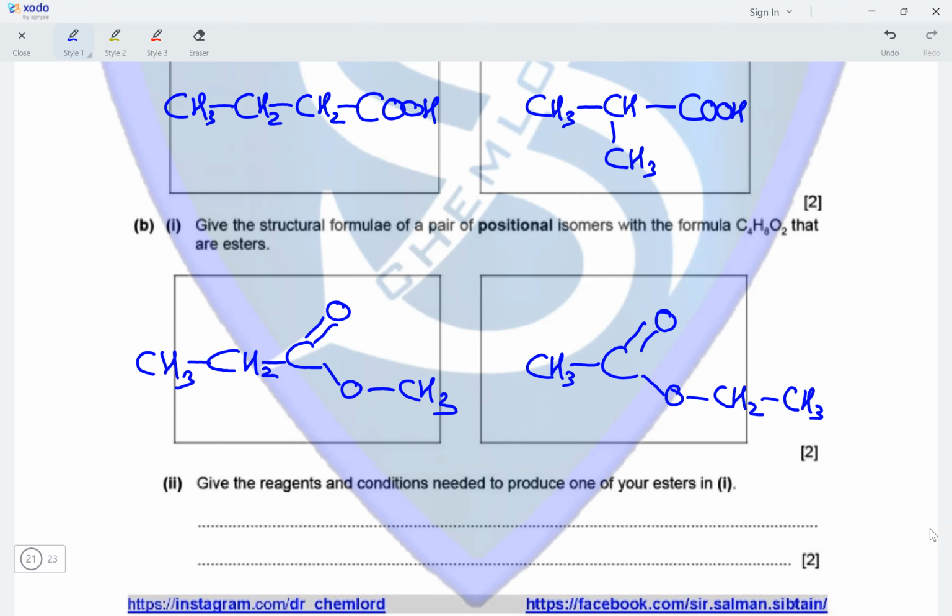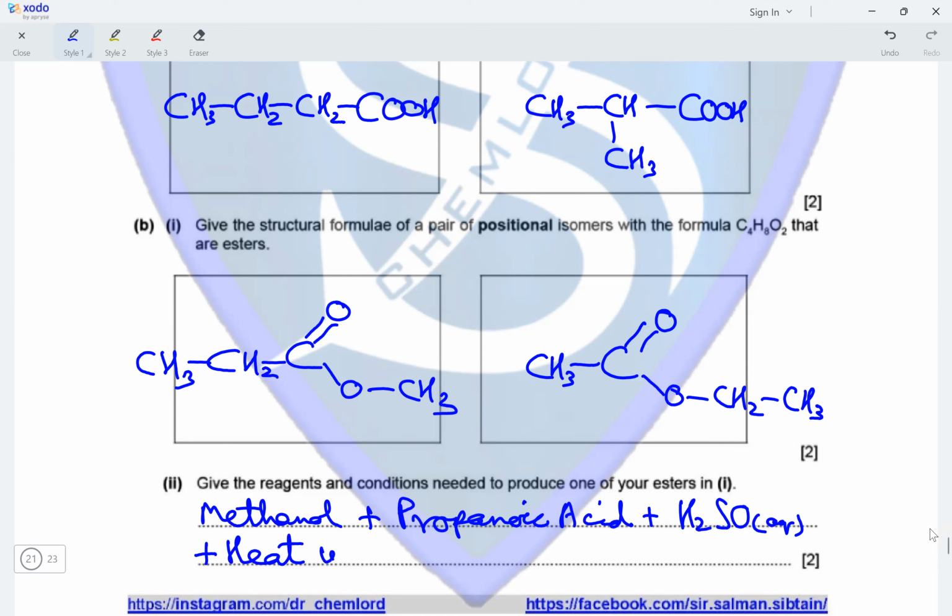Give the reagents and condition needed to produce one of your esters. So the conditions needed for the reaction, let's make the one on the left. We need methanol, we need propanoic acid, we need H2SO4 aqueous as a catalyst, and we need to heat them under reflux in order to form the ester methyl propanoate.